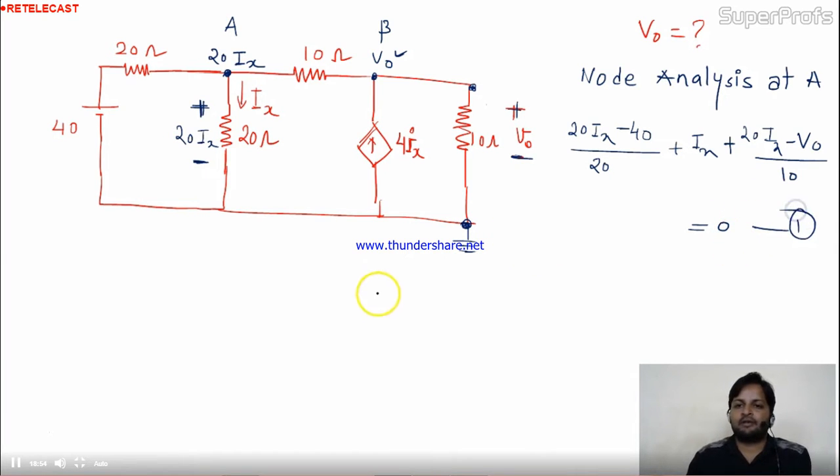This is equation 1. Now come to the second equation. The second equation will be coming from the second node. Now, node analysis at node B.